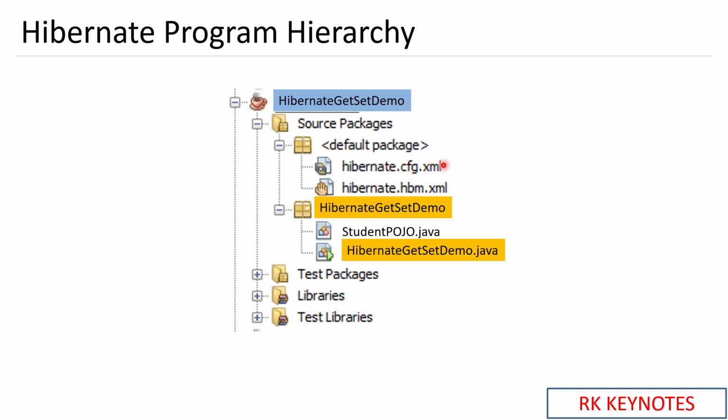Hibernate.cfg.xml is the configuration file which has the mapping of database, and hibernate.hbm.xml, that is the Hibernate mapping file which has the mapping of table and also the properties. Means we need to map the variables in this POJO class over here in Hibernate mapping file with the column names of table. So this is the entire thing which I'm going to perform.